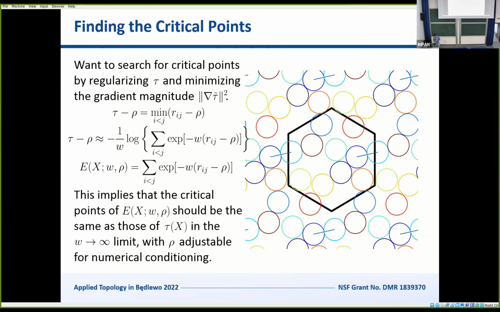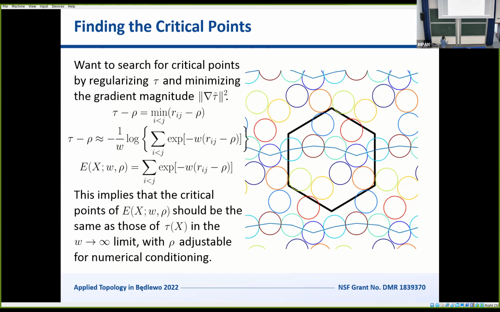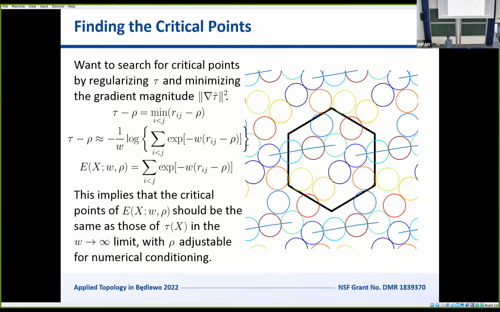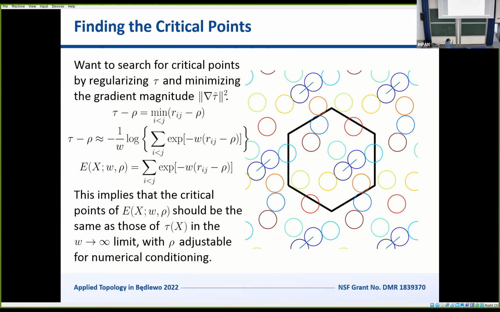Right, so I just said this already, but if you go through this and you believe my reasoning, then the critical points of this should be the same as the critical points of tau. If you could define such critical points, we've talked about them as the limit of the sequence in the W goes to infinity limit. And you'll notice that in this kind of setup, rho is just a parameter that I use for numerical conditioning.